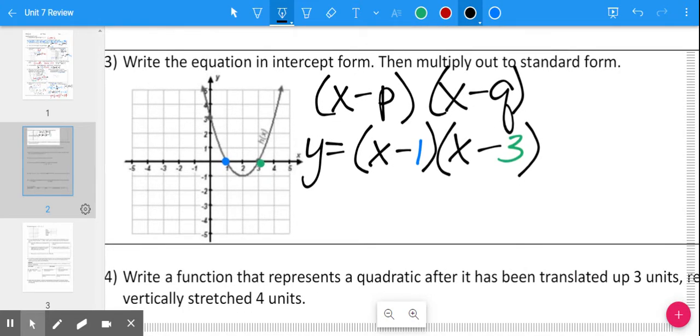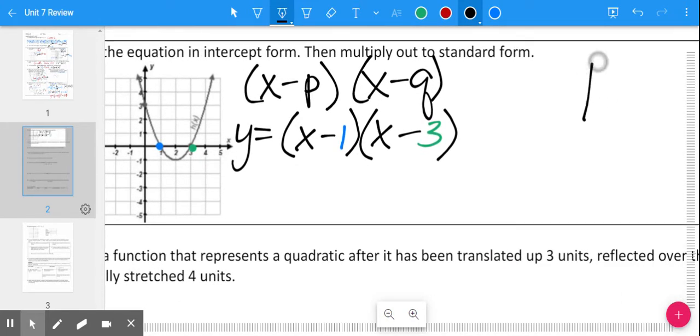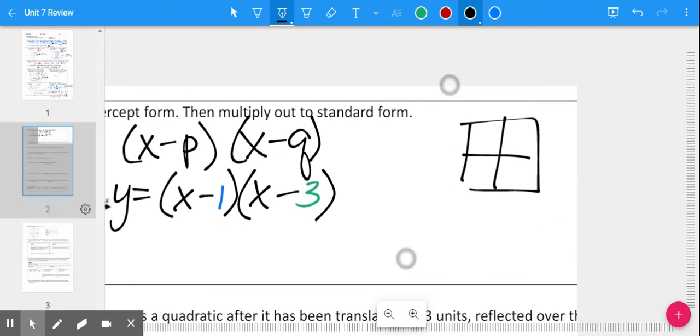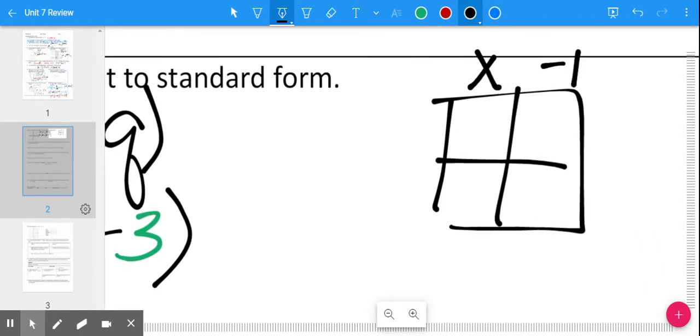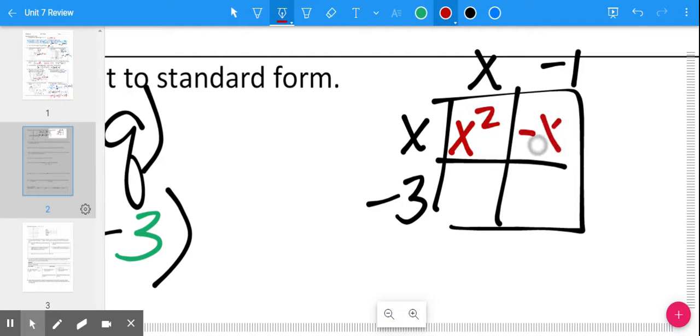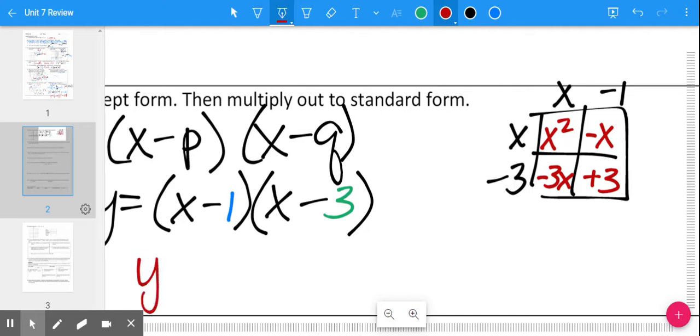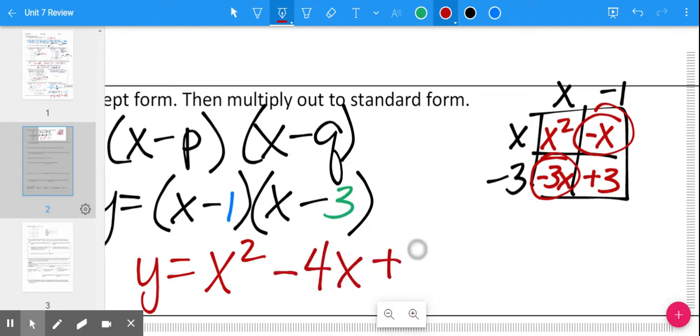So then it says multiply it out to get it in standard form. So if we do the box thing, we have x minus 1, x minus 3. x times x is x squared, negative 1 times x is negative x, x times negative 3 is negative 3x, and negative 1 times negative 3 is a positive 3. So when we rewrite this in standard form, we have x squared, combine like terms, negative 3x minus 1x is negative 4x, and plus 3.